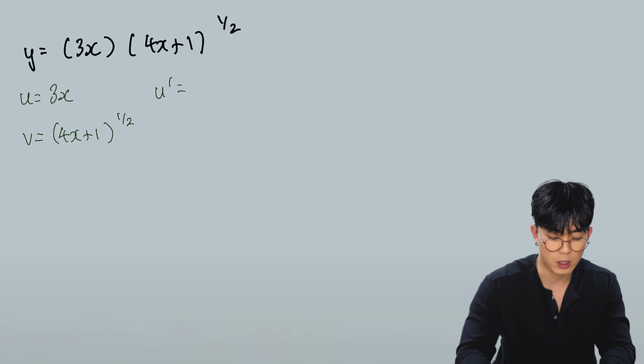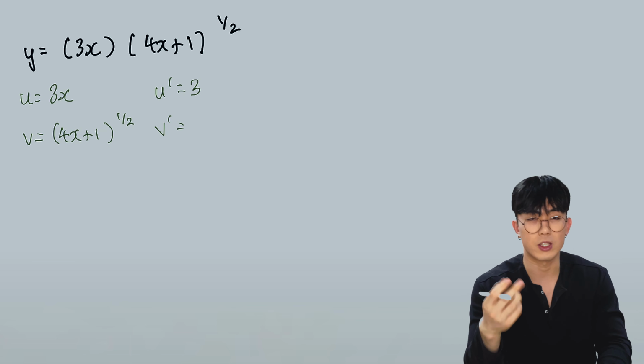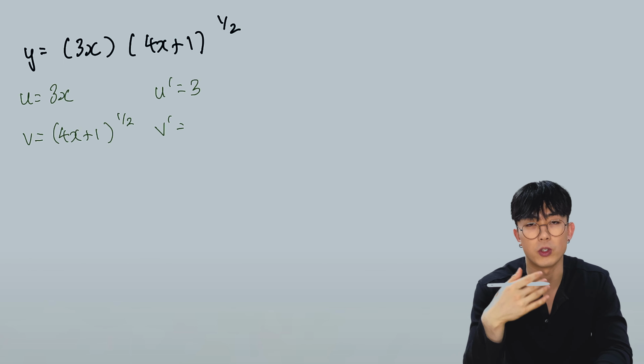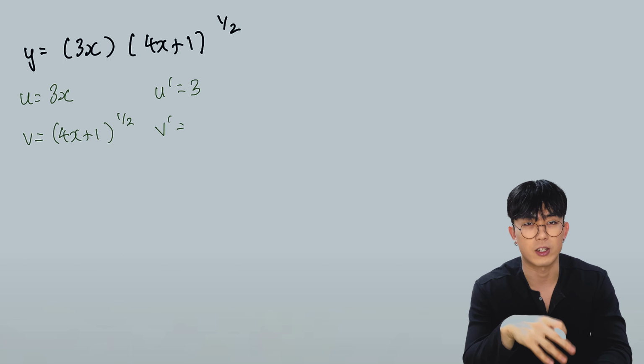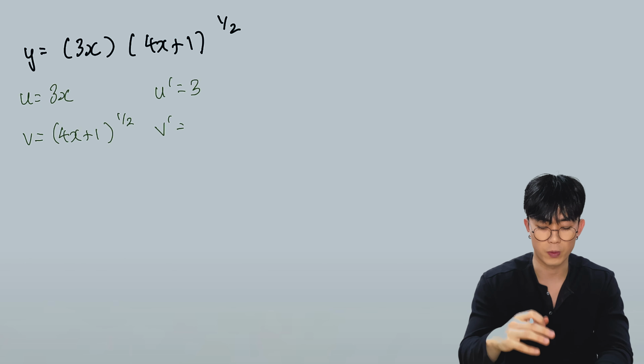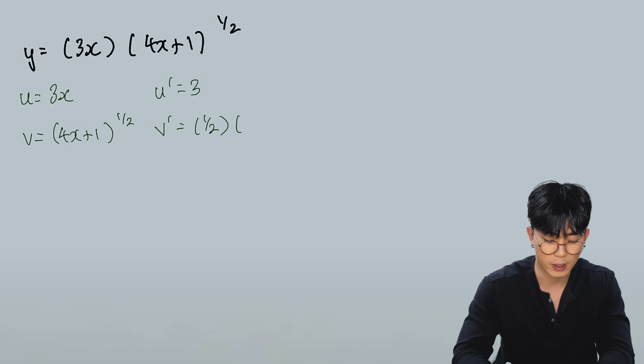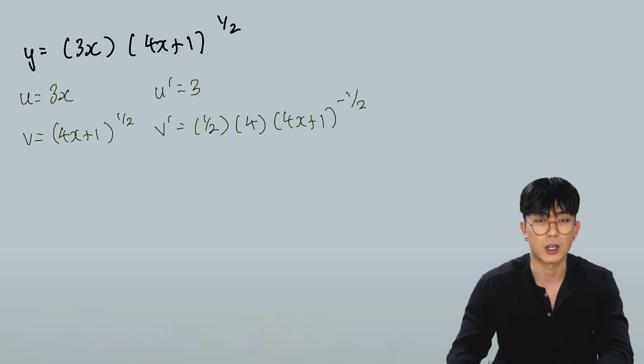And u prime is just 3. For v prime, as you see, we have a power, right? And we know from previous videos that if we have a power, then we can use a chain rule. So this example is actually using a chain rule inside a product rule. But the same technique goes. So using the chain rule, we have the power comes down, half, multiply by the derivative of the bracket, so it's 4, rewrite the whole bracket out again, and minus 1 from the power, so you get minus a half.